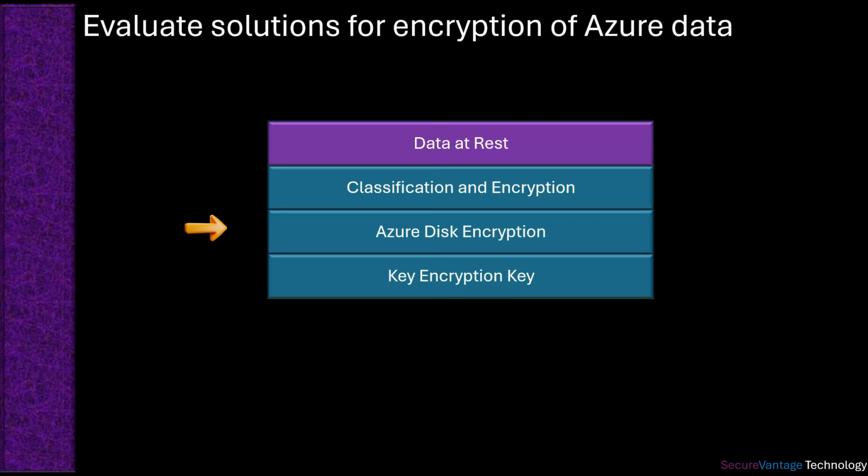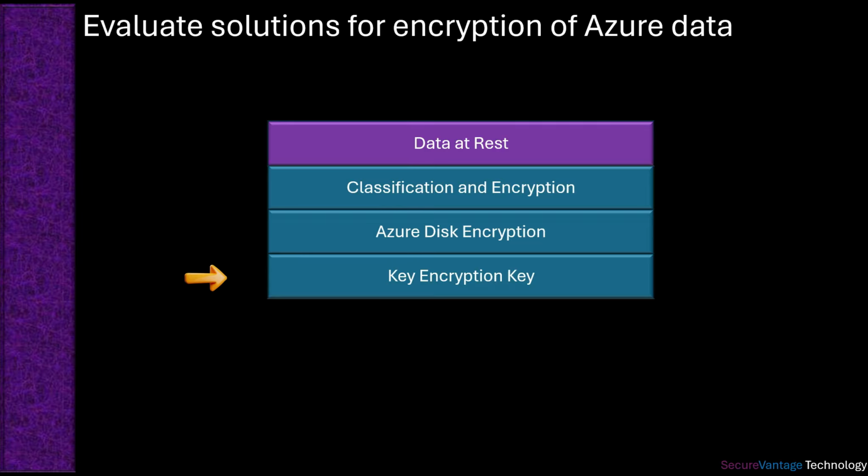This classification will help in applying the right level of encryption and ensuring that sensitive data remains secure. For virtual machines, Azure Disk Encryption uses BitLocker or dm-crypt for Linux to encrypt the OS and data disk. The encryption keys are managed securely through Azure Key Vault, which allows organizations to maintain control over their encryption keys and ensure that only authorized users can access them.